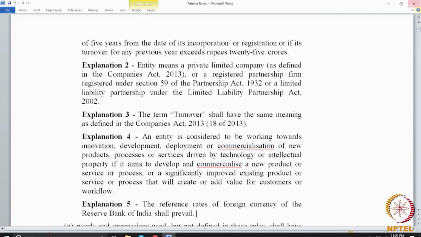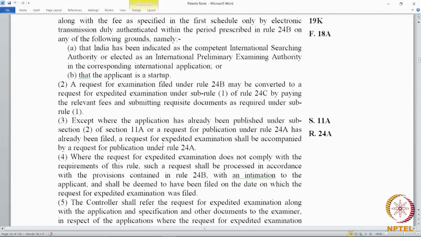So, that is the definition of startup, an elaborate definition. It has got 3 positive components, 2 provisos and 5 explanations. Subrule 1 gives the 2 categories of applicants who can claim the status of a startup. The first one, the applicant should have preferred an international application, and the applicant should have chosen India as the ISA or the IPEA. The second category is that the applicant needs to be a startup.